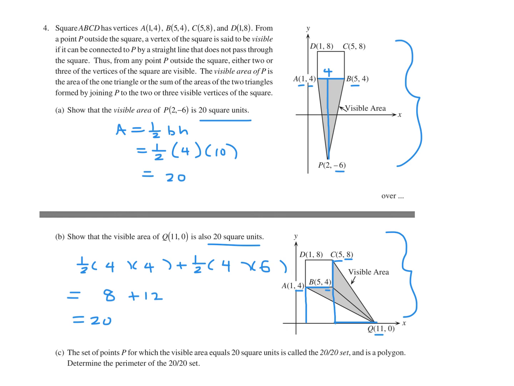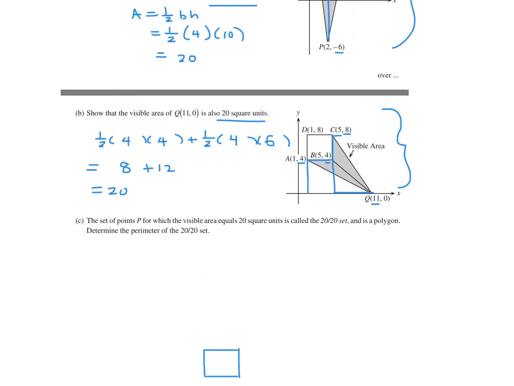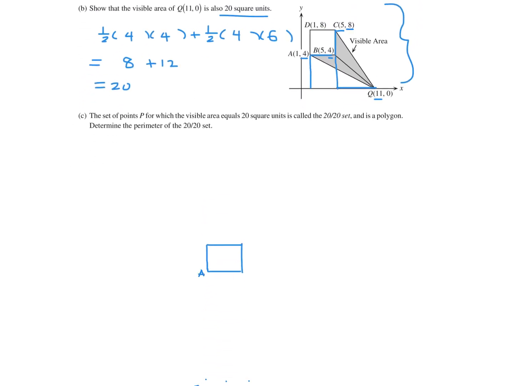So in part A, we noticed that if we went down 2 units, like they showed us 2, negative 6, that the area would be 20. So what if I had just directly down like that and then directly down there? So this point would be, this was what? A, B, C, and D.